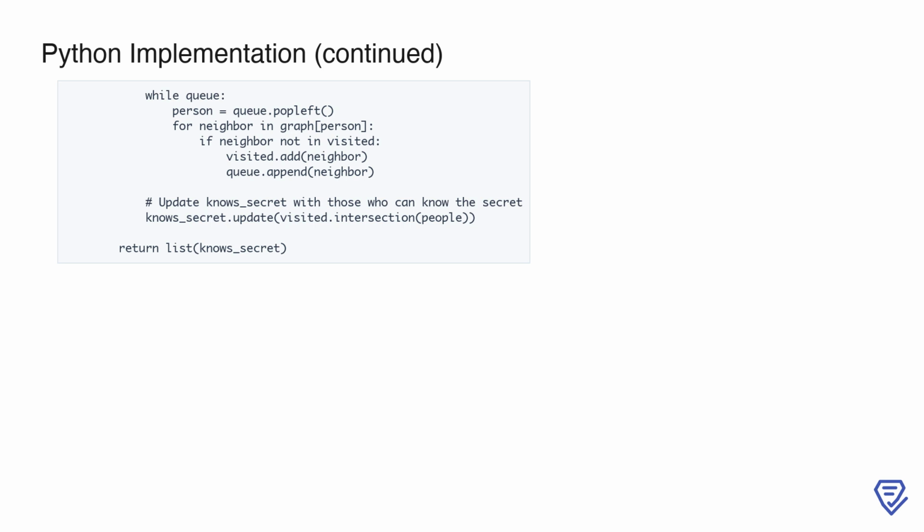This ensures that only those directly connected to someone who knows the secret at this time are added to the group of people with the secret. After processing all timestamps, the method returns the list of individuals in the knows_secret set as the final result, representing all the people who know the secret by the end of all the meetings.